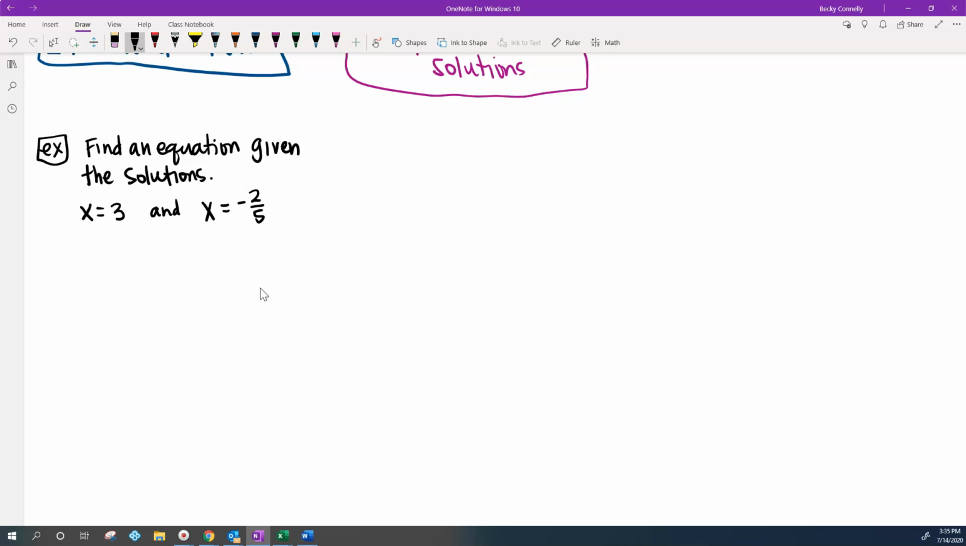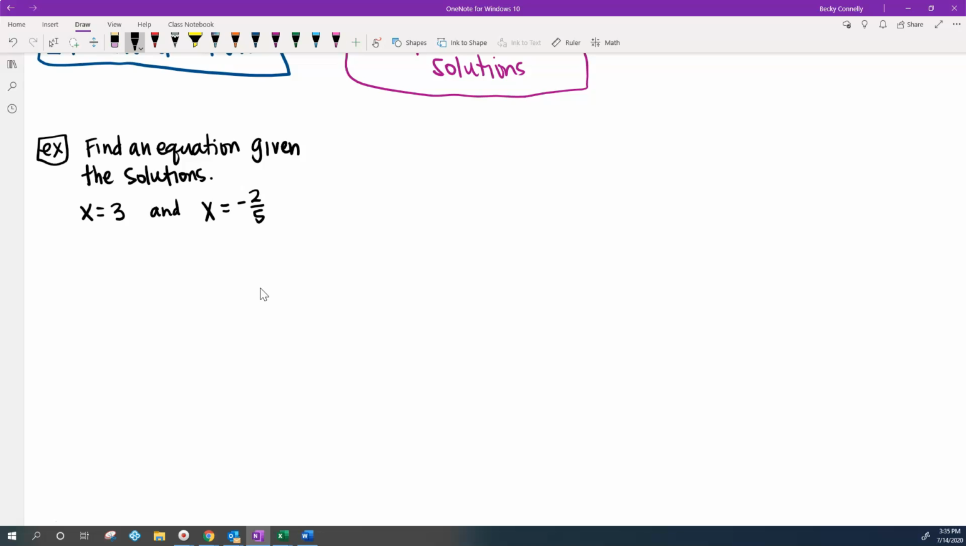Set them equal to 0. Does anybody have an idea? You would subtract the 3 and get it to be x minus 3 equals 0. Why don't we start by moving this over to the other side?